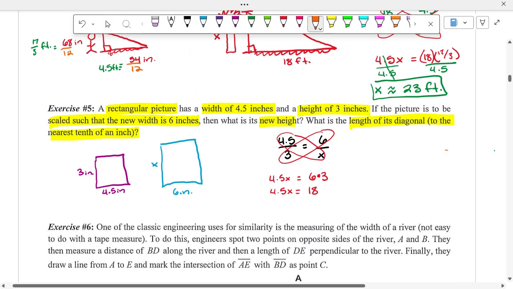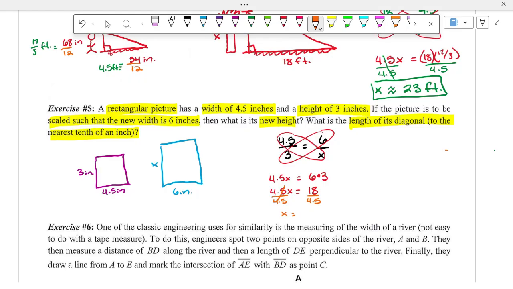What's the only thing I have to do to solve for x? Divide by 4.5. So x is equal to what? 4. So x is equal to 4 inches.